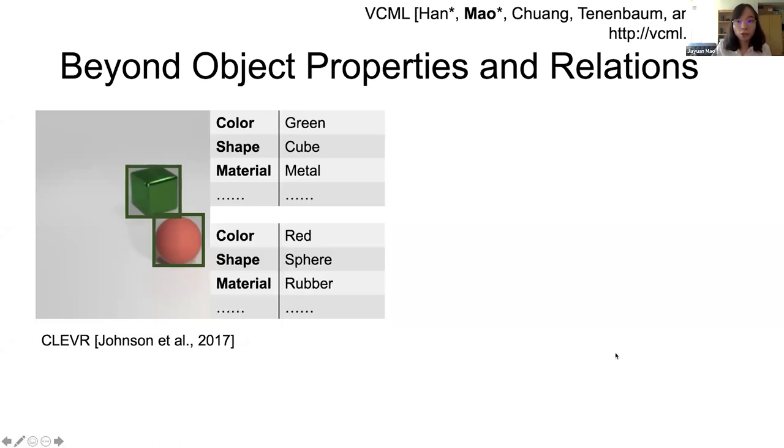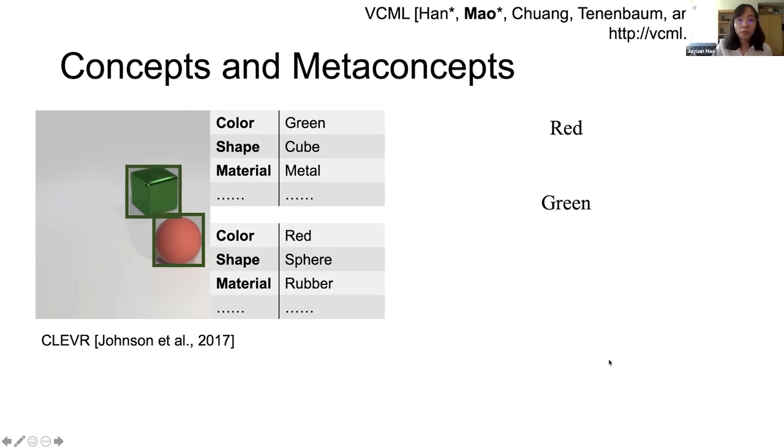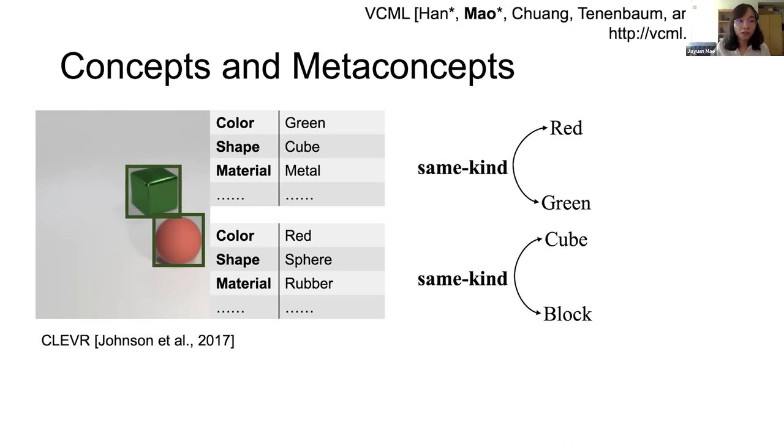But going back to the first example we showed in our slides, we can recognize objects and their properties such as colors, shapes and materials. But meanwhile, beyond just performing visual recognition, humans also understand the underlying relationship between all these concepts. For example, we understand that red and green actually describe the same property of objects, and we call this property color. We also understand that the words cube and block describe the same property of objects. And moreover, they are kind of synonyms to each other because they are both talking about cubic things.